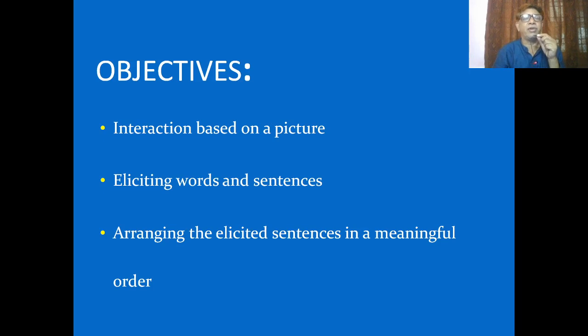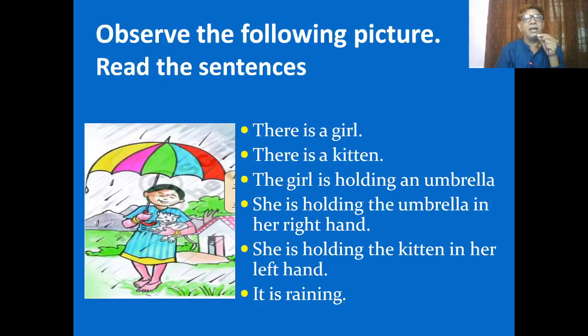The objectives of today's session are interaction based on a given picture, eliciting words and sentences through interaction, and arranging the elicited sentences in a meaningful order. Before we start eliciting sentences from a picture, let us see some sentences about a given picture. Here is a picture and some sentences. Please go through the sentences. All the sentences are related to the picture. Here, each sentence is an idea.